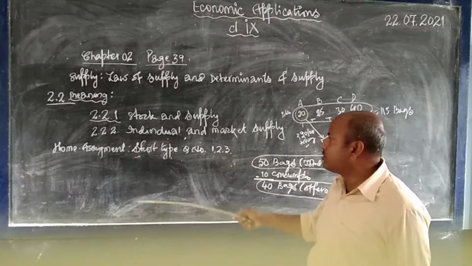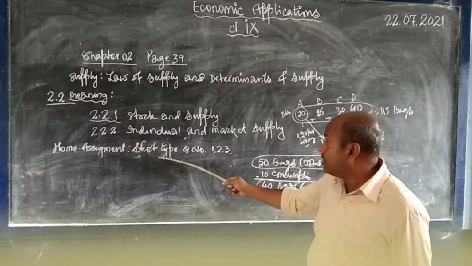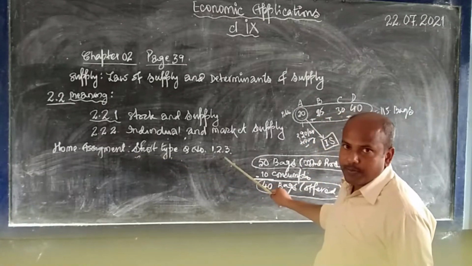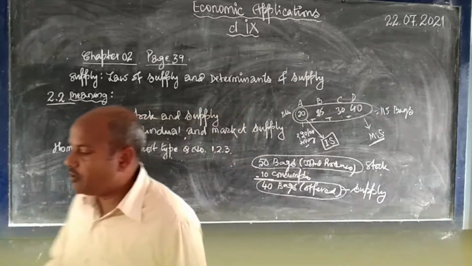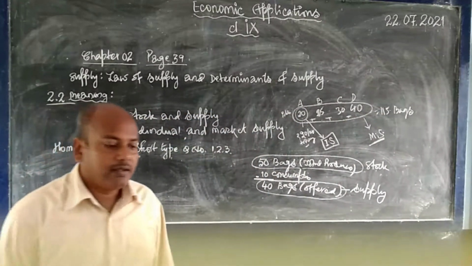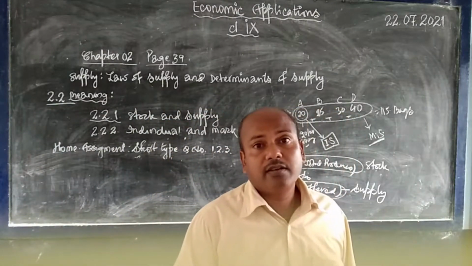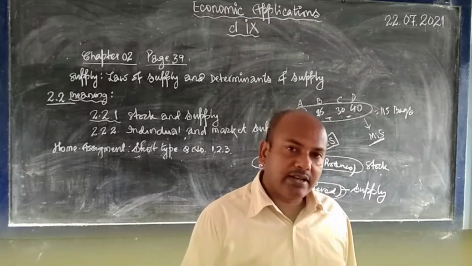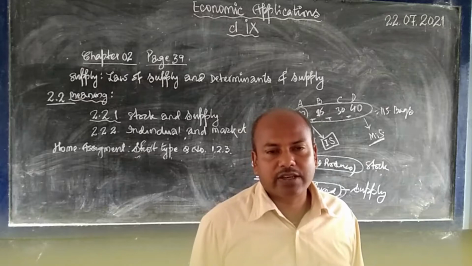Now it is your duty to open your book, and at the end of the lesson take the homework assignments, short type, question numbers 1 to 3. These have to be answered. Either answer them in your exercise copy, or in a rough copy if you don't have your exercise copy, and you can send it to me for correction. I would like to see it and give you some feedback.